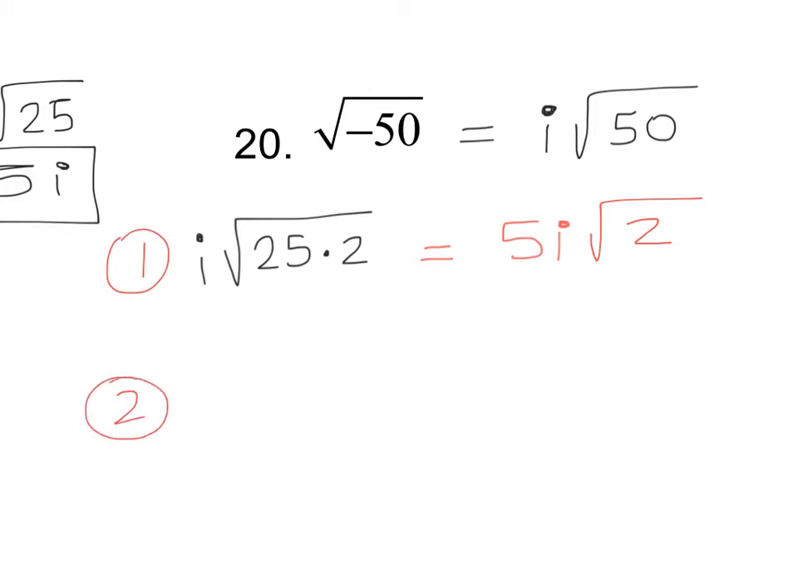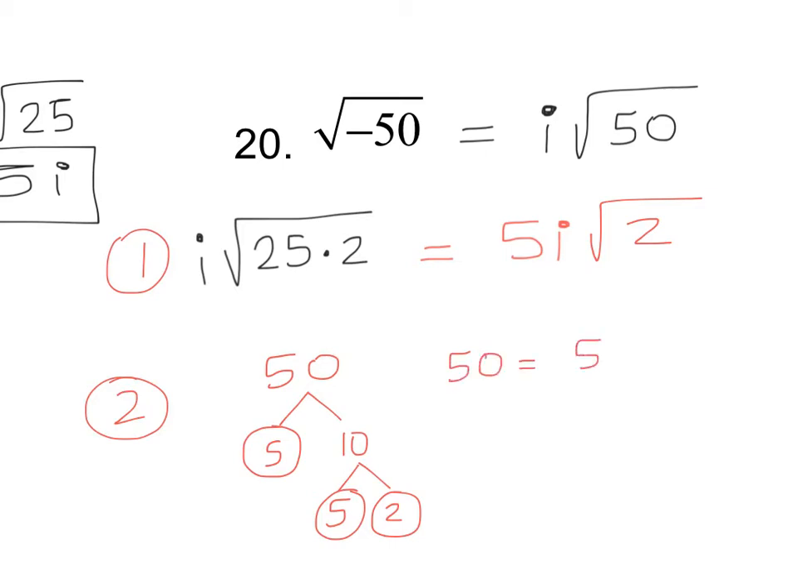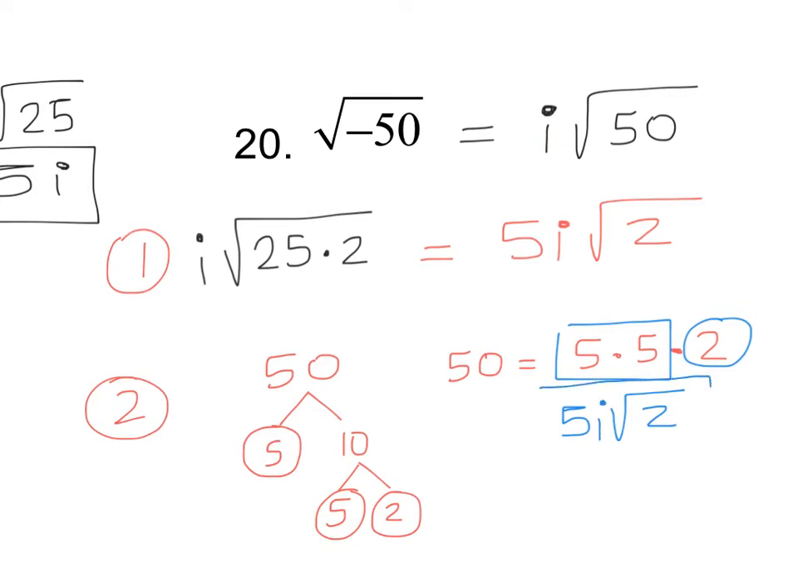Another way to think about it is to do the factor tree. What multiplies to give me 50? 5 and 10. Circle the 5. It's a prime number. What multiplies to give me 10? 5 and 2. 5 is a prime number. 2 is a prime number. Then 50 is 5 times 5 times 2. I have a pair of 5s, so 5 will leave the radical. 2 is alone, so it stays inside the radical. Since I had an i from the beginning, a negative under the radical, don't forget to put the i in your answer. So the final answer is 5i radical 2.